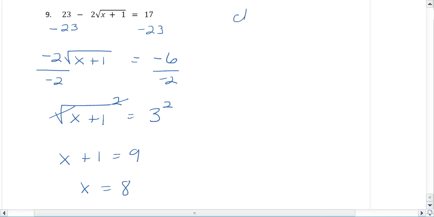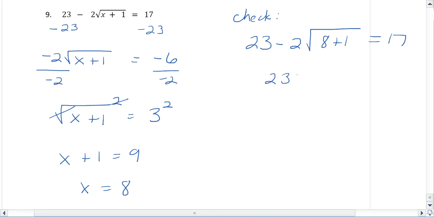So let's plug that in, and let's check. This is going to take a little writing for me. I can't do this all mentally. So I put the 8 in where the x is, 8 plus 1, and we'll see if this does indeed add to 17. Square root of 8 plus 1, 9. Square root of 9 is 3. 3 times 2 is 6. There we go. And is 23 minus 6 equal to 17? And yes, it is. So this answer checks out. So my answer is 8.